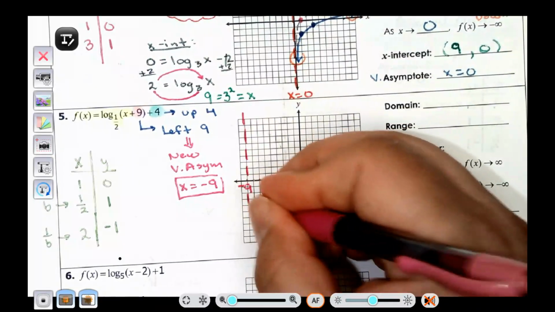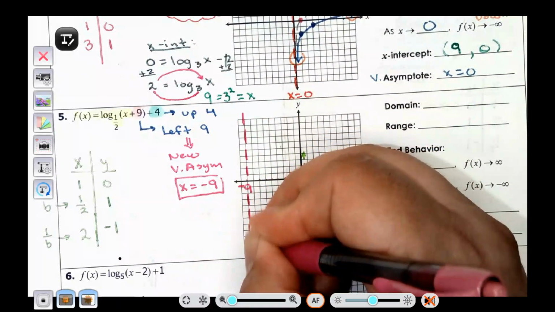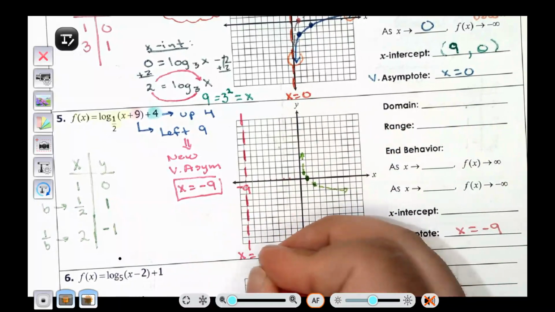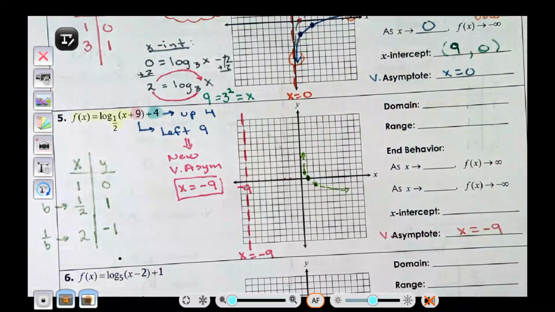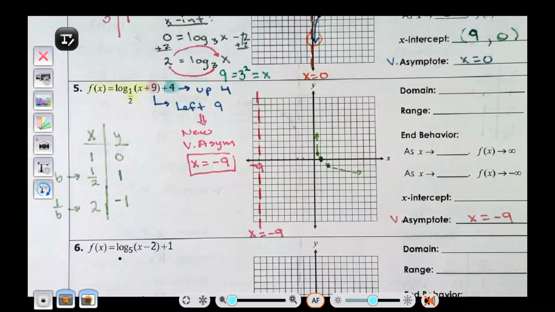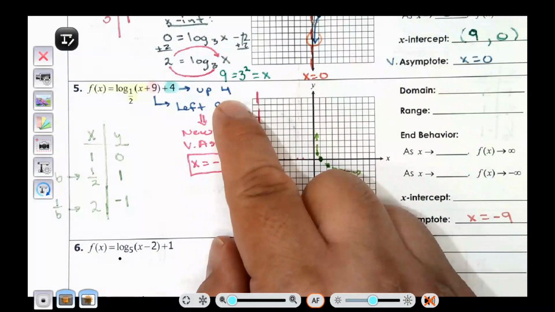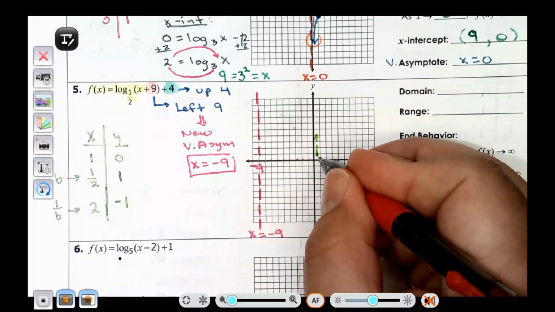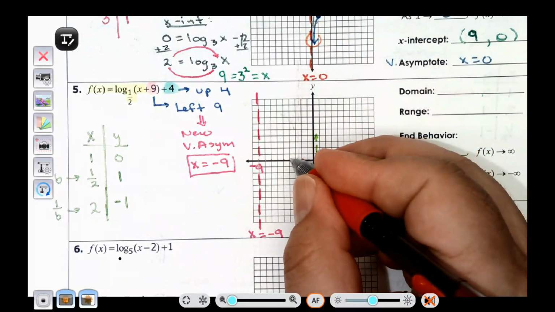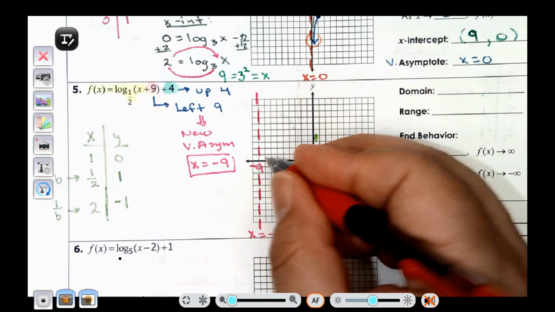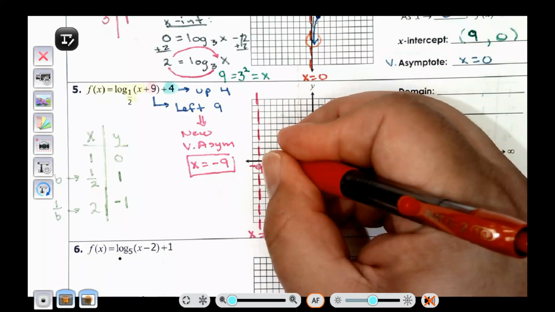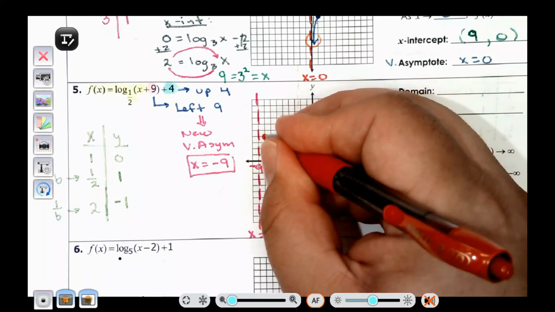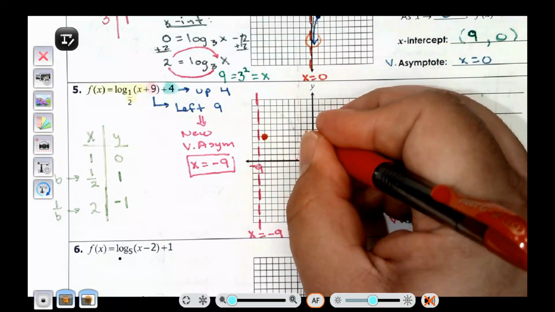Remember, my graph has to get closer and closer to it. So x equals -9. All right, let's count very carefully here. I'm moving everything up 4, left 9. So left 9, 1, 2, 3, 4, 5, 6, 7, 8, 9. And up 4, 1, 2, 3, 4. There's my first one.